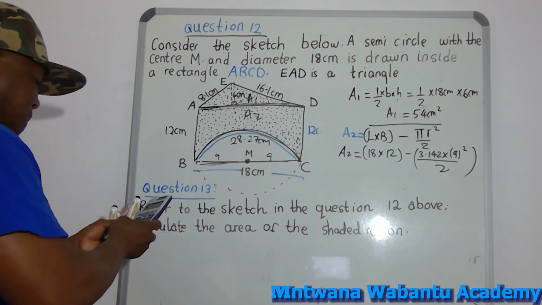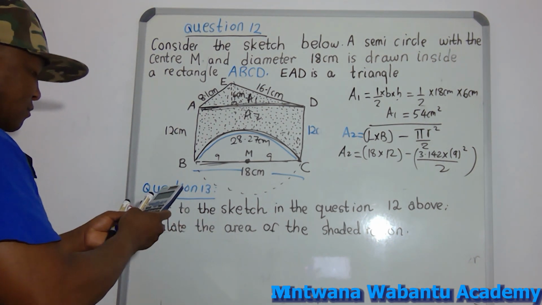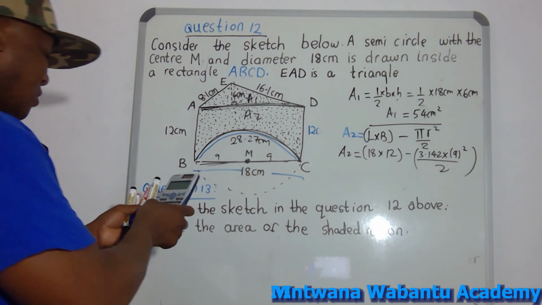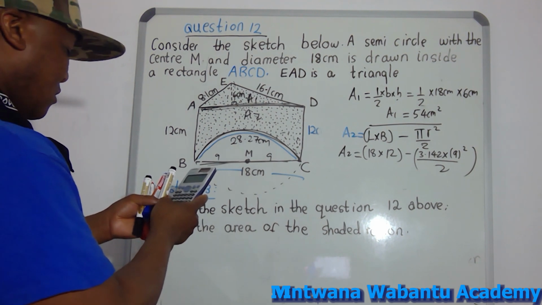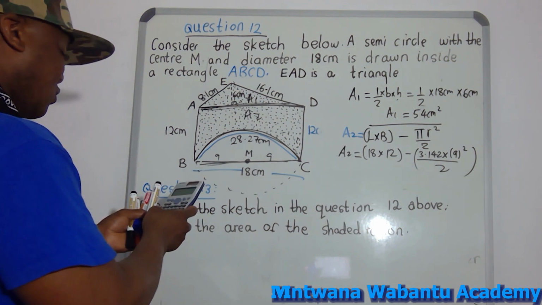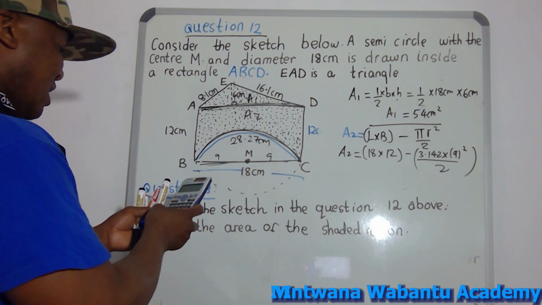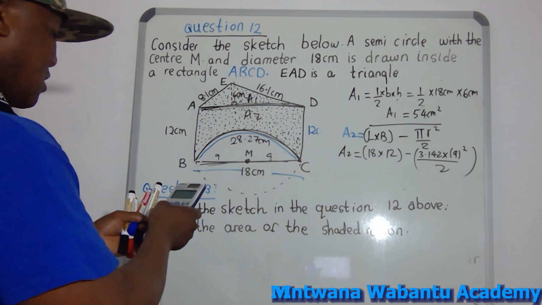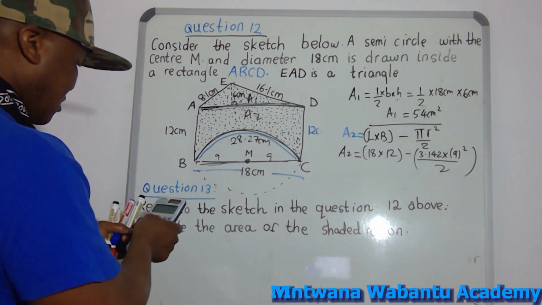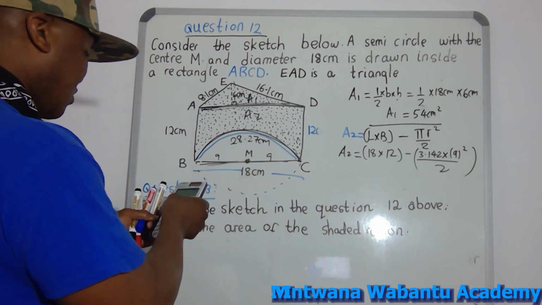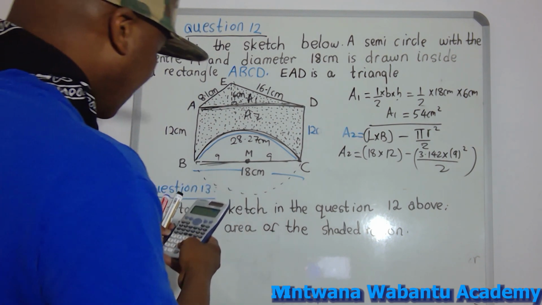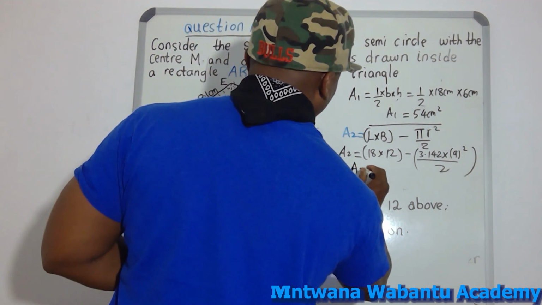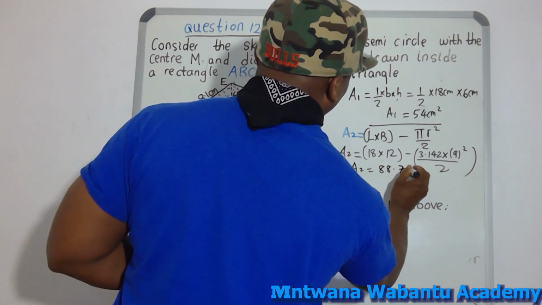So we're going to say 18 times 12 and then we subtract, okay, bracket. Now 3.142 times 9 squared, which is 81. And then you divide by 2 and close the bracket. So area 2 equals 88.749.